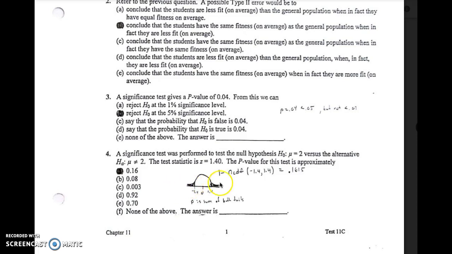So the way you find those two tails, the sum of them, is you're going to do 1 minus normal CDF of the lower bound negative 1.4, comma upper bound positive 1.4. And when you do that, that'll give you 0.1615, which is A.